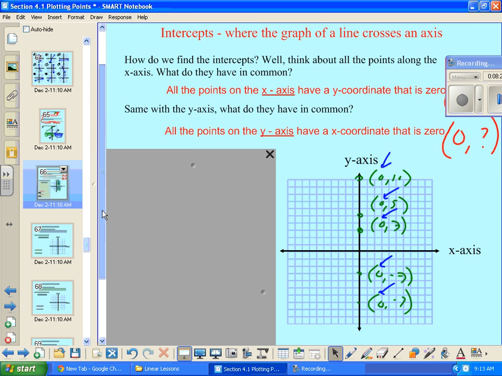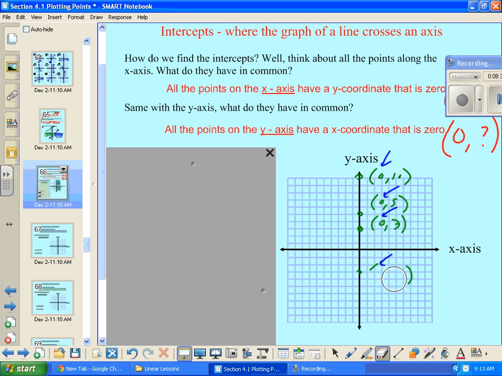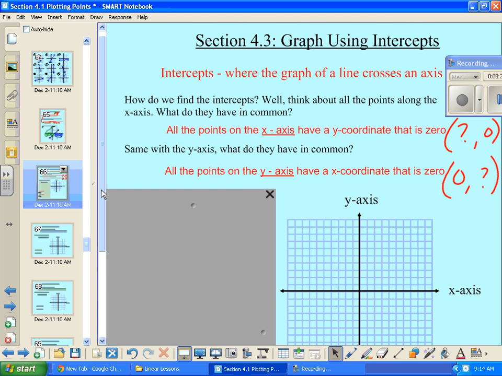So just something to know, and something that will be important as we start graphing these. Here's a reason why this works: the points along the x and y axis are kind of special. For the x-axis, all the y coordinates are 0. For the y-axis, all the x coordinates are 0.